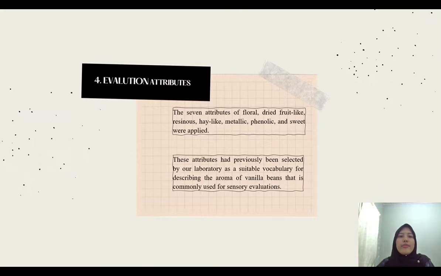For the fourth procedure, which is evaluation attributes, there are 7 attributes of floral, dried fruit-like, resinous, hay-like, metallic, phenolic, and sweet that were applied. These attributes had previously been selected by our laboratory as a suitable vocabulary for describing the aroma of vanilla beans that is commonly used for sensory evaluation.